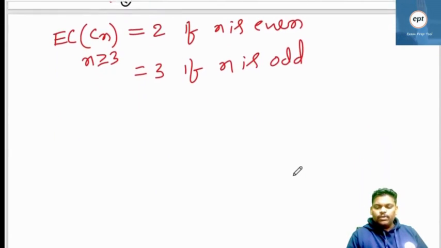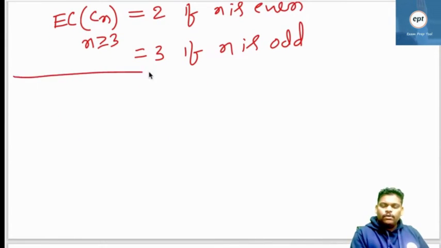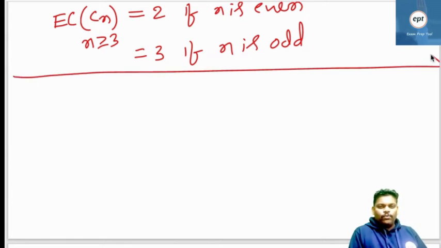If you are okay with this, we can move forward. Edge chromatic number for Cn is equal to 2 if n is even, 3 if n is odd. Are you okay? Can I move to next?